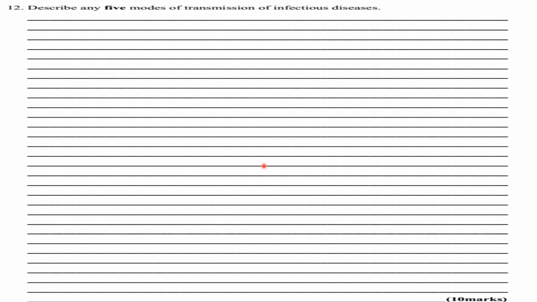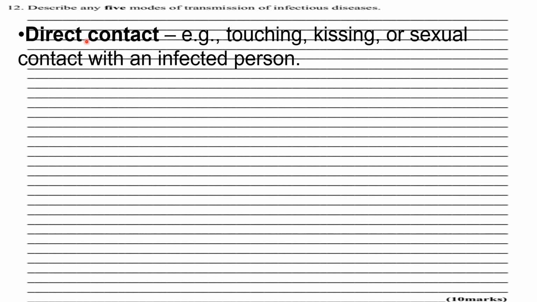Question 12. Describe any 5 modes of transmission of infectious diseases. Infectious diseases are those diseases that can be passed from person to person. All right. So one can contract diseases by direct contact, for example, touching, kissing, or sexual contact with an infected person. Make sure for each disease you give examples.